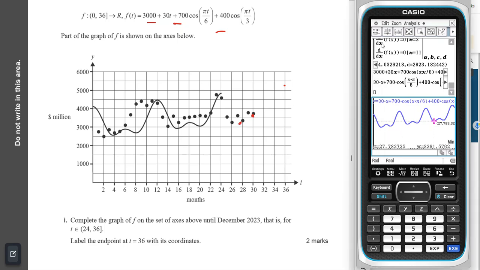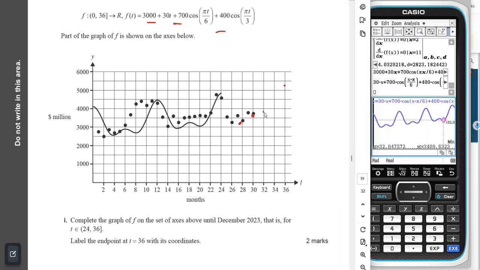The next minimum across is 32 and 3409. 3409, nearly 35, 32, sorry, so we're down here. Okay, so I reckon that I can draw this.